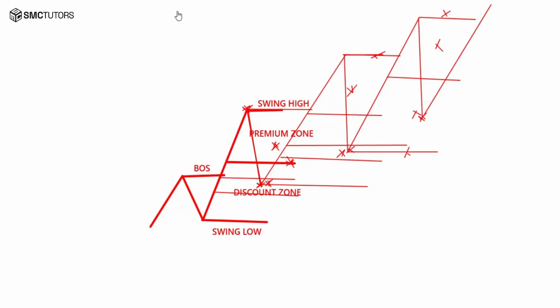Then for a bearish movement to the downside, applying the swing high and swing low principle. This is a swing high and this is a swing low. We draw the Fibonacci. Remember, this is 50%. This is our premium zone. And this is our discount zone.